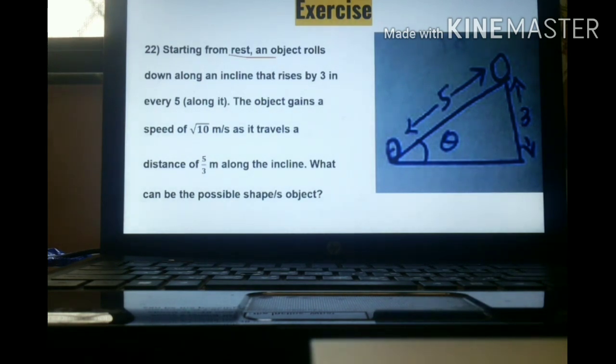Starting from rest, the object rolls down along an inclined plane, rising by 3 in every 5. This object is moving down. It was previously 3 meters above, and now it is falling down. As this object is rolling down, it is gaining a speed of root 10 meter per second as it is traveling a distance of 5/3 along the incline. What are the possible shapes?